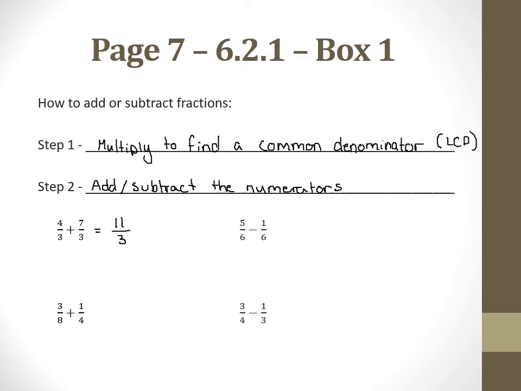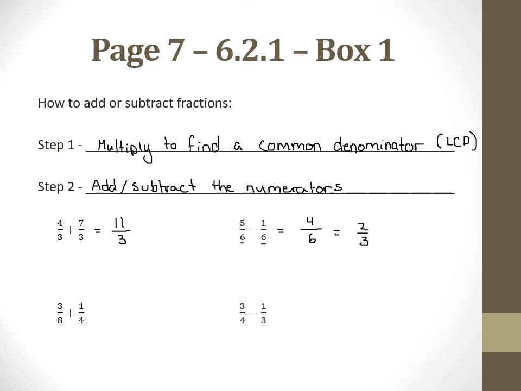Same thing here with 5/6 minus 1/6. 6 and 6, we already have common denominators, so we can just subtract the numerators. 5 minus 1 is 4. Denominator stays as 6. And then there will be times like this one where you can simplify that. 4/6 is the same as 2/3.